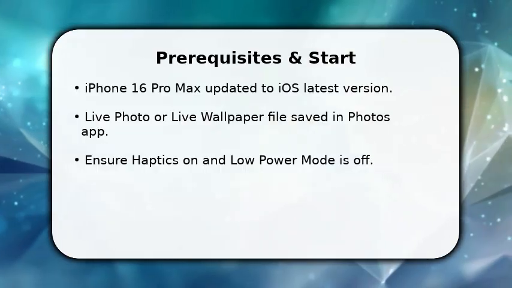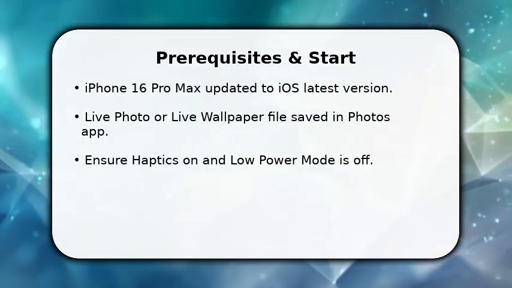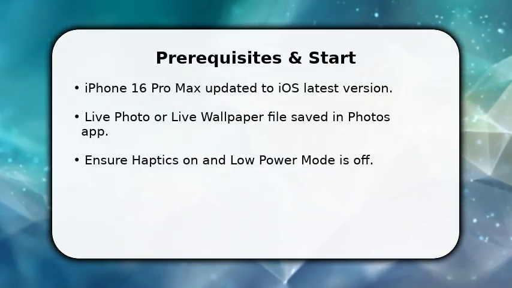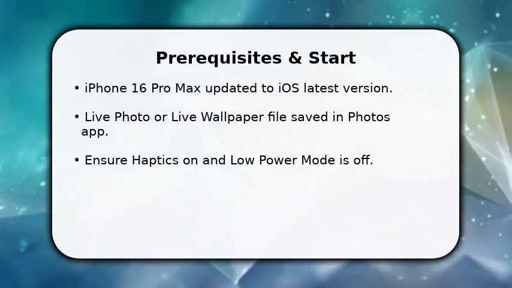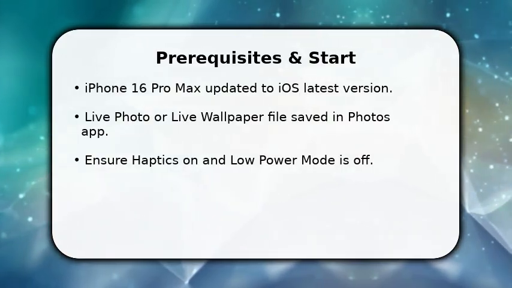You already have the essentials: an iPhone 16 Pro Max on the latest iOS and a live photo in Photos. First, open settings and confirm haptics is enabled and low power mode is off so live wallpaper animates. Next, go to Photos, find your live photo and tap the share icon, choose Use as Wallpaper.